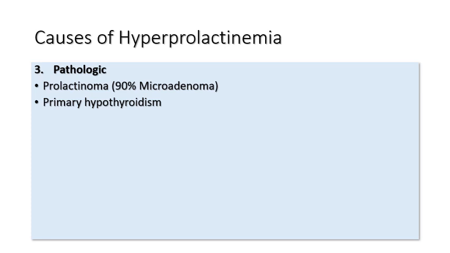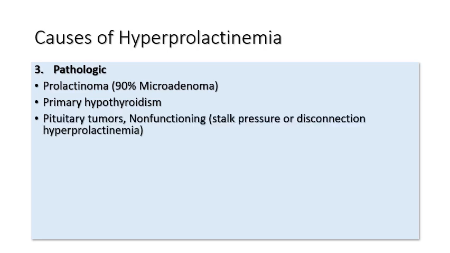And this increase in TRH, as a response to primary hypothyroidism, stimulates not only the pituitary gland to release more TSH, but also the prolactin-releasing cells. So there will also be an increase in the prolactin level in a state of untreated severe primary hypothyroidism. Other pituitary tumors, like non-functioning pituitary tumors, are large enough to cause compression of the pituitary stalk, resulting in disconnection hyperprolactinemia, and also loss of the inhibitory effect of dopamine on the prolactin-releasing cells.